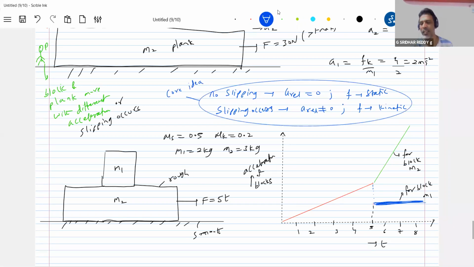How to check whether slipping occurs or not? You have to look at the accelerations. Any doubt you can ask me.